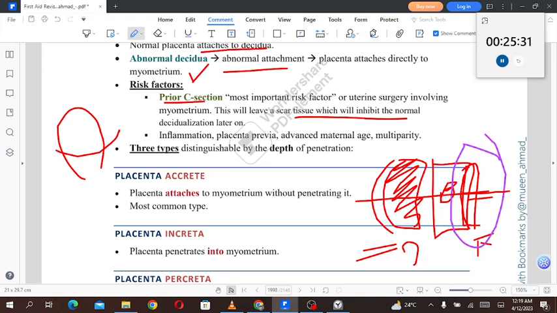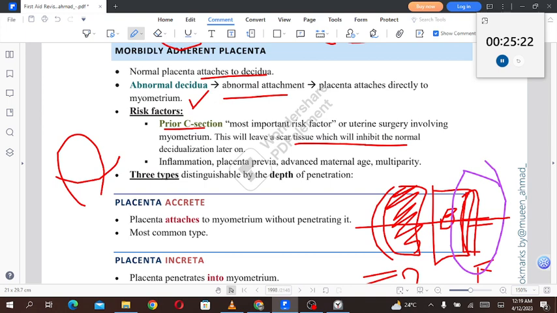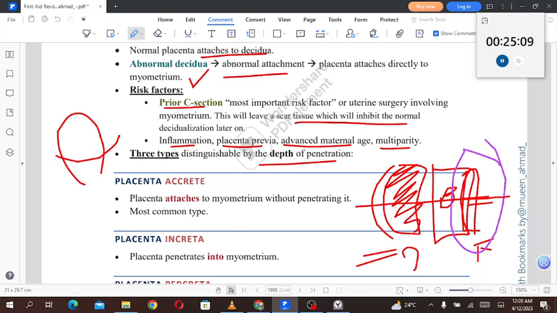Then inflammation, placenta previa, advanced maternal age and multiparity are also risk factors, but the most important risk factor for the morbidly adherent placenta is the prior C-section. There are three types distinguishable by the depth of the penetration. So the first one is the placenta accreta.